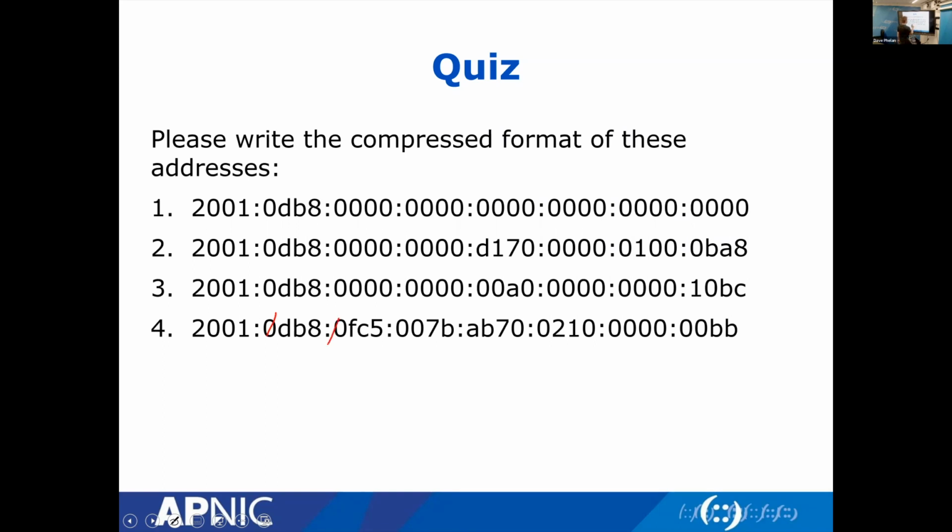Leading zeros all gone. So basically we wind up with 2001 DB8, FC5 7B, AB70 100 BB. Aha, this one always gets people. Is that a repeating set? Yes, it will still work. If you replace this with a double colon, it will still work.